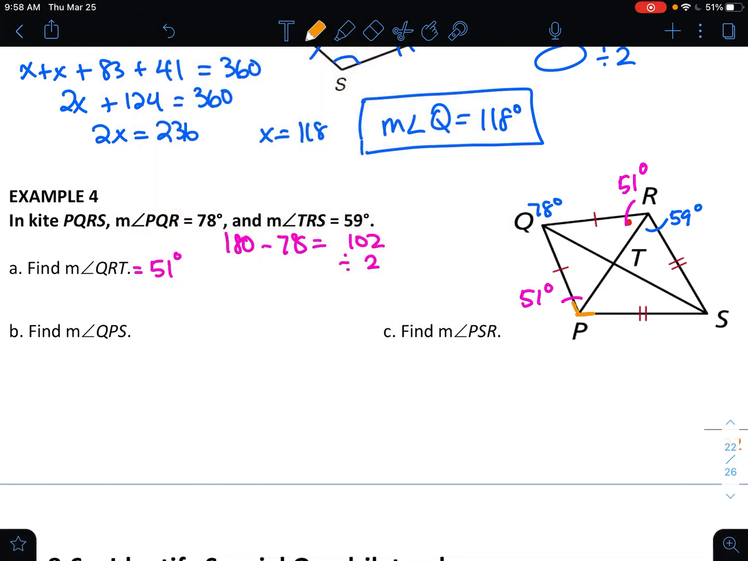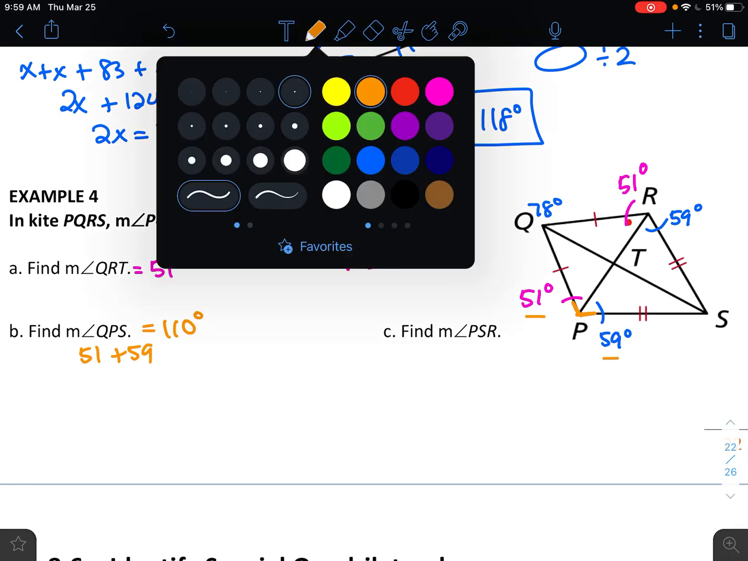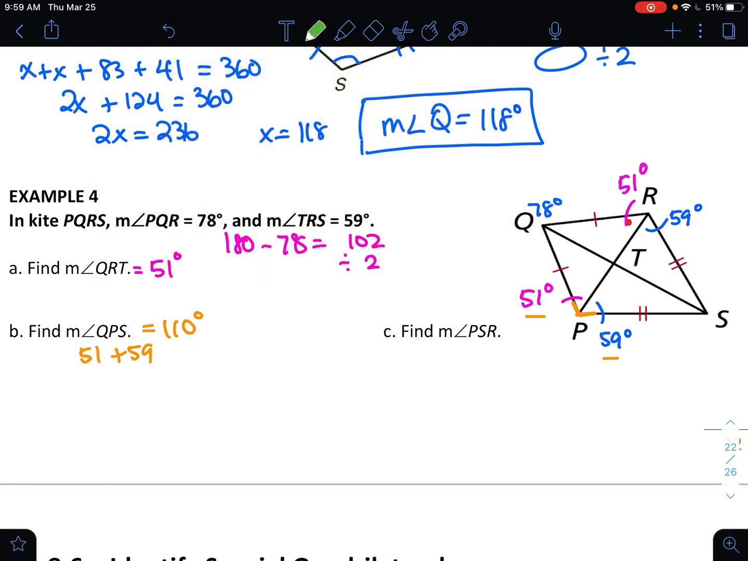Okay, QPS. So that's all of angle P right here. Well, I could do something similar with the other isosceles triangle right here. So if this one is 59 at the top, then I know this one is also 59 degrees. So I need QPS. So now I can just add these two numbers together. So 51 plus 59 is 110.